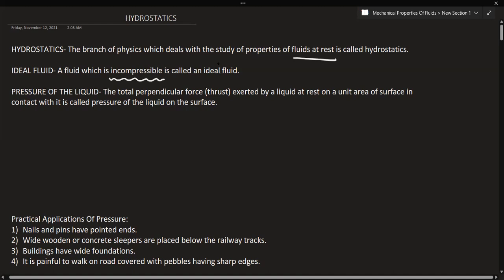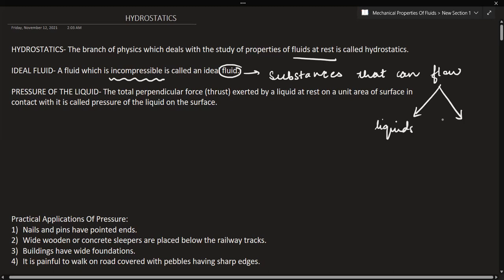So fluid means substances that can flow. Basically, fluid means substances that can flow. So it includes liquids as well as gases. These come under fluids. Fine.